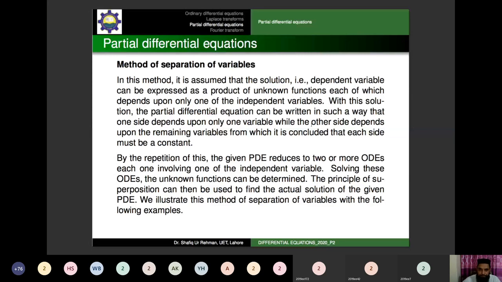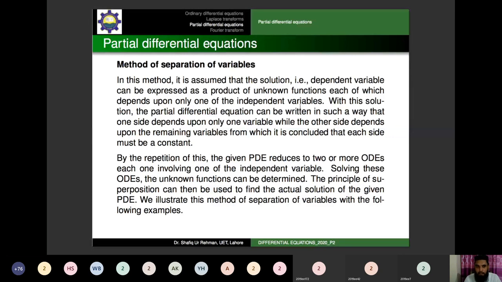So what do we do? The partial differential equation, with this idea of the solution: the dependent variable is going to be expressed as a product of unknown functions of independent variables, separately, independently. If one function, assume, is a function of the variable x, being an independent variable, then the other one is going to be a function of the variable y, another independent variable. So unknown functions depend on only one of the independent variables.